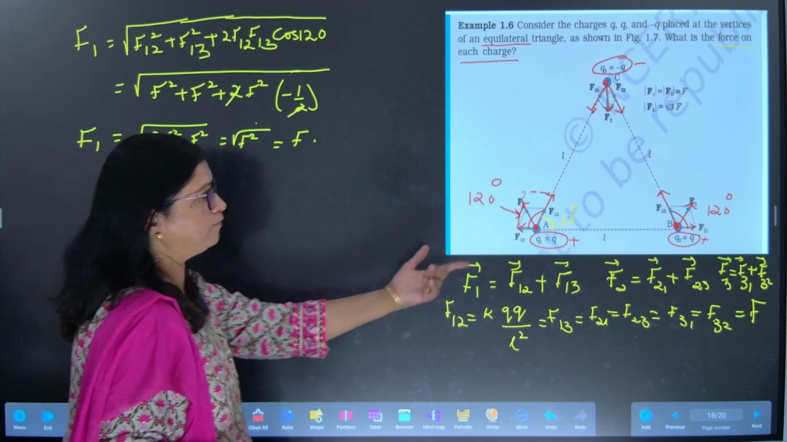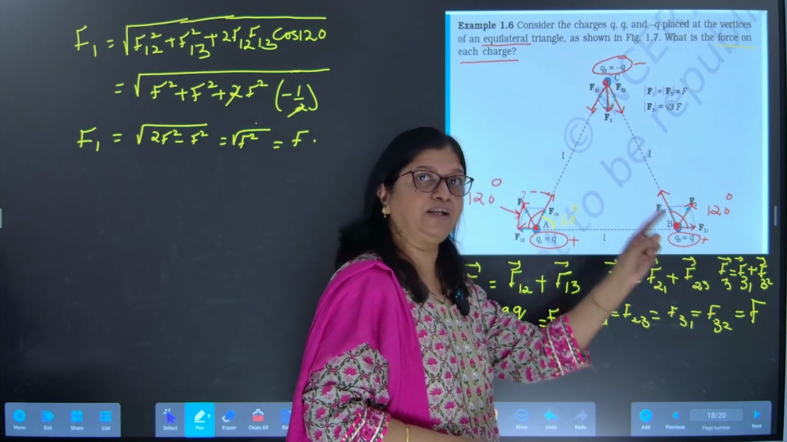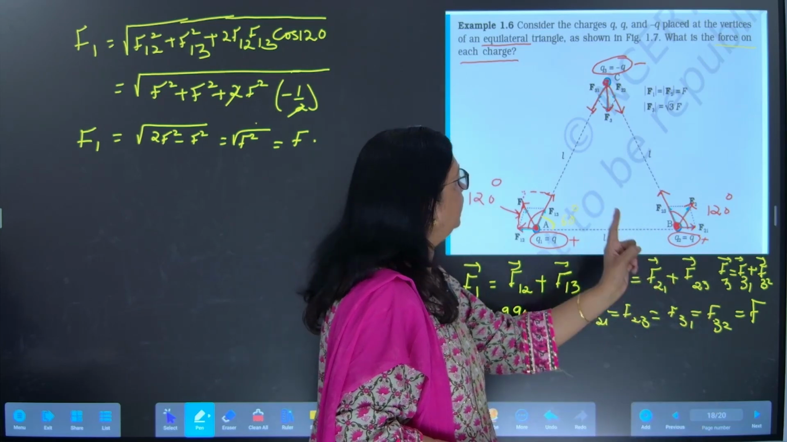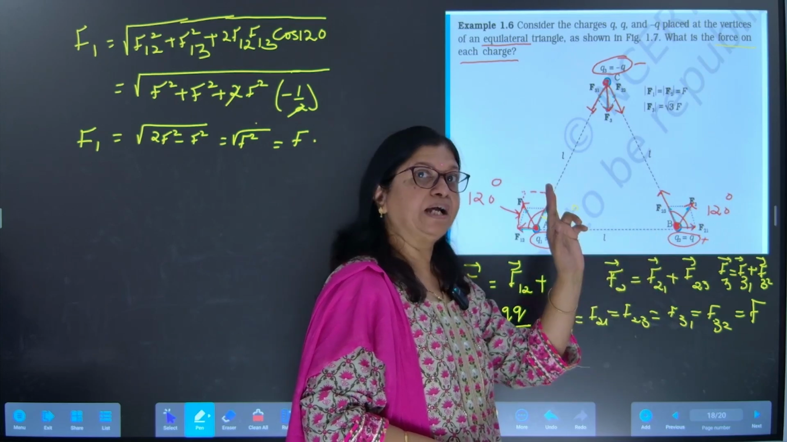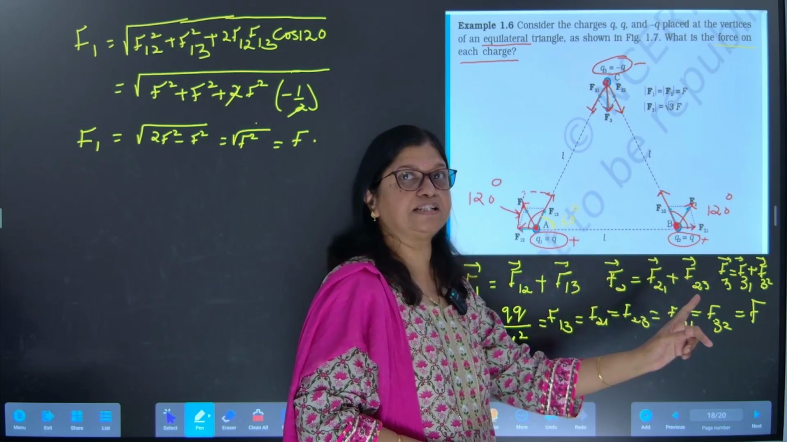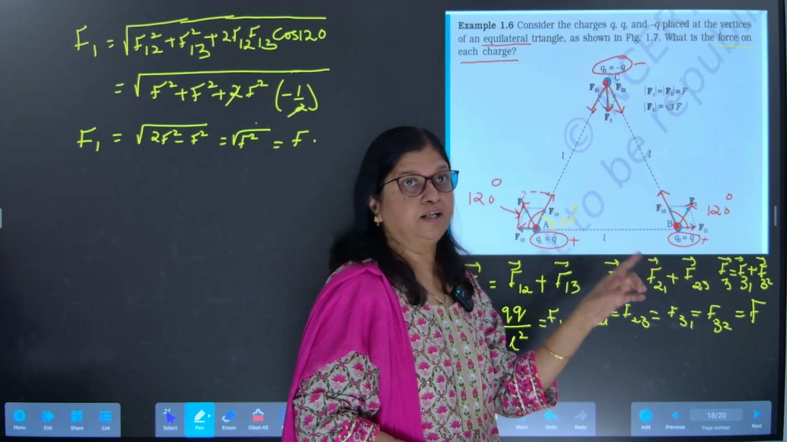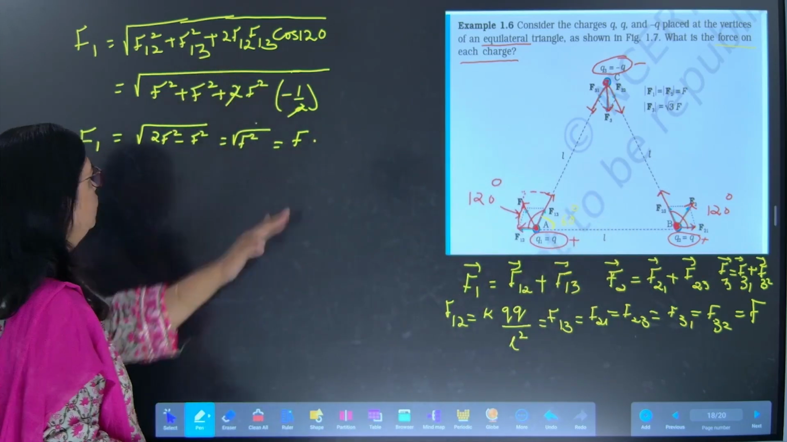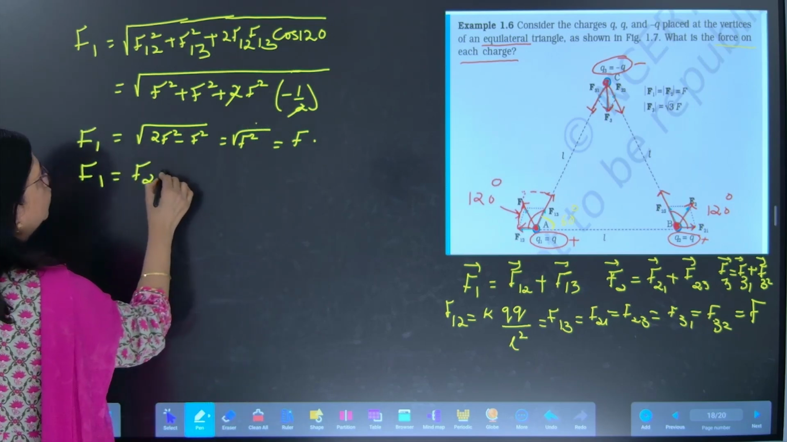Similarly, if I look at F2, the angle is the same between the two forces acting on Q2, and the resultant is the diagonal of the two adjacent sides of the parallelogram, again making an angle of 120 degrees between the vectors. So the same answer I shall get even for F2. So I can write the magnitude of F1 is equal to F2 is equal to F.